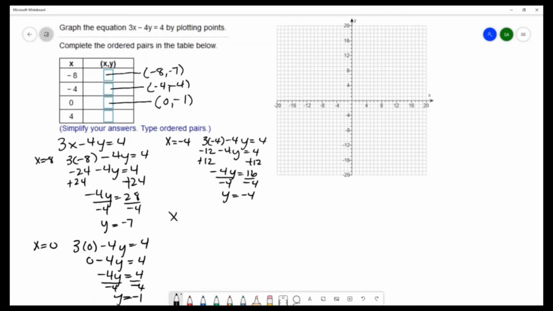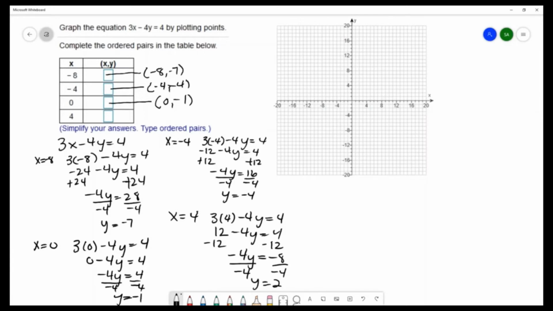Finally, if x is equal to 4, then I have 3 times 4 minus 4y equals 4. 12 minus 4y equals 4. Subtract 12 on both sides to give negative 4y equals negative 8. I'll divide both sides by negative 4, and y equals positive 2. So an x of 4 gives an ordered pair of 4, 2.